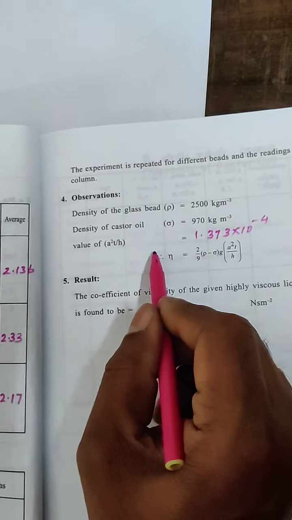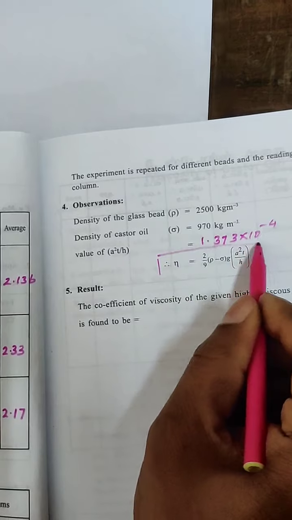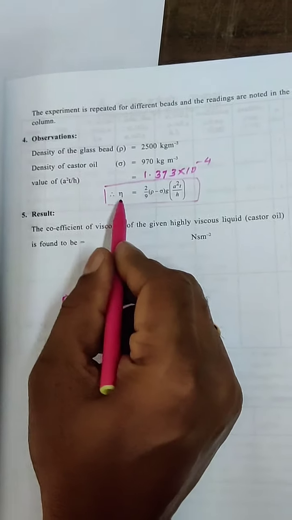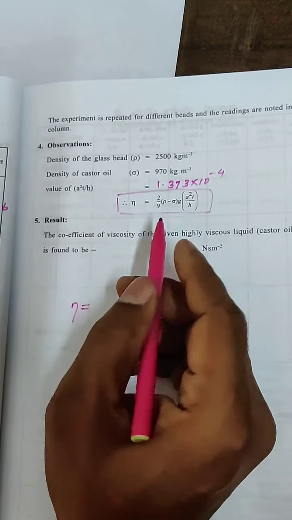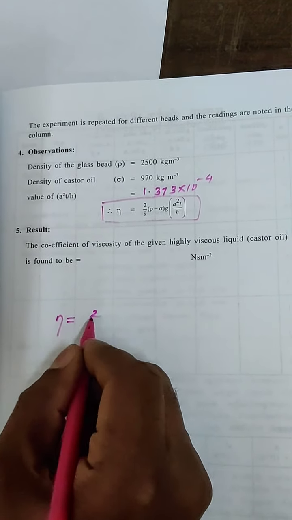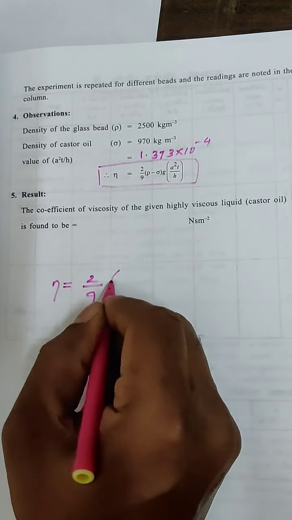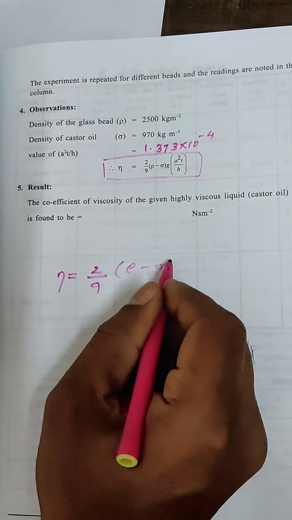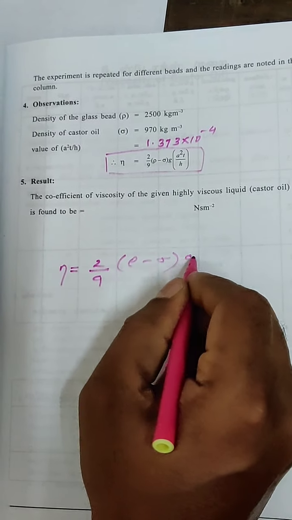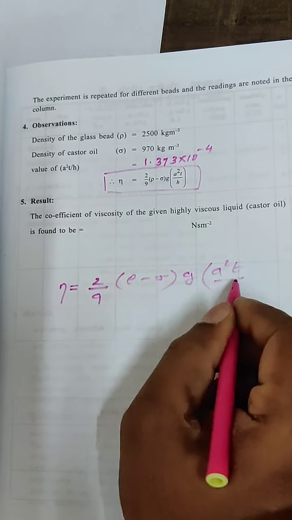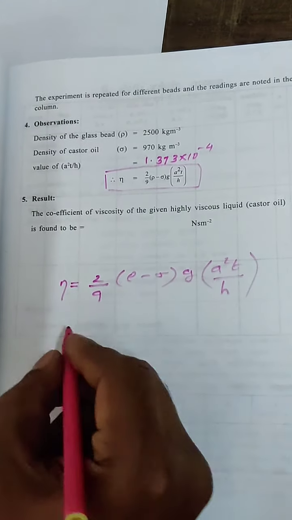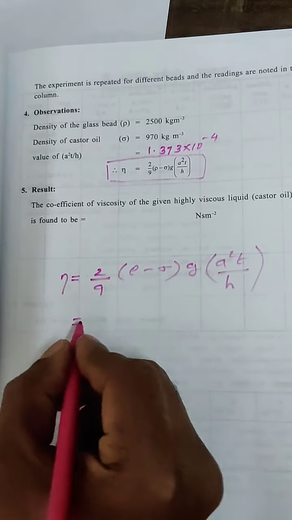So coming to this formula, this is the formula for coefficient of viscosity. Eta is equal to 2 by 9 into rho minus sigma into g, then a squared t by h. This is the formula. So now I am going to substitute the values.